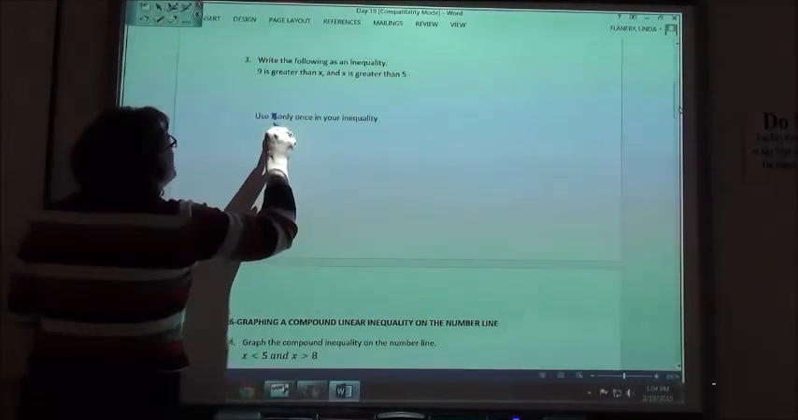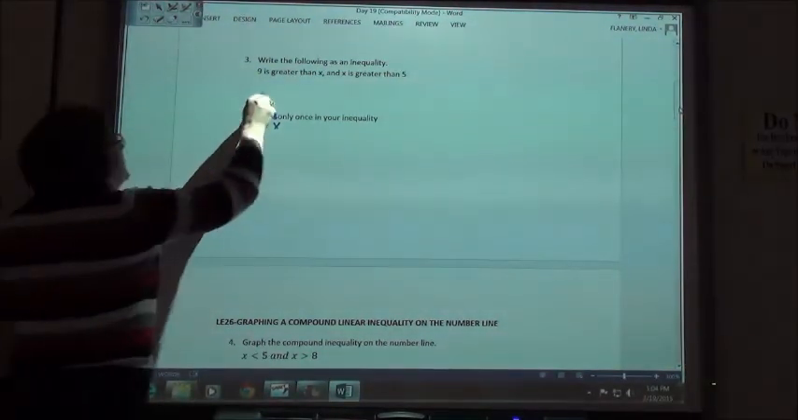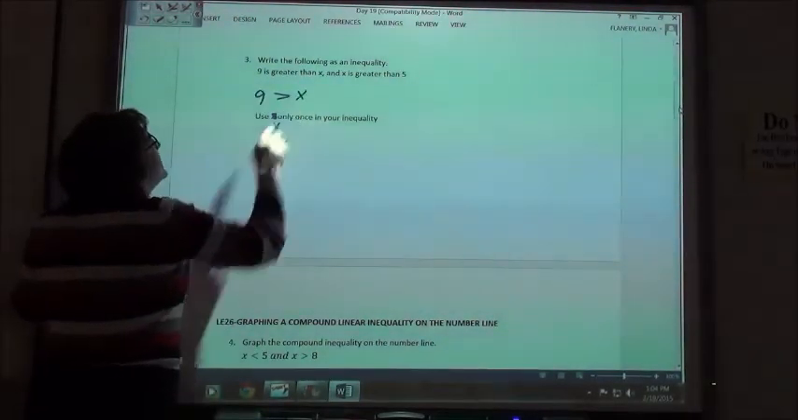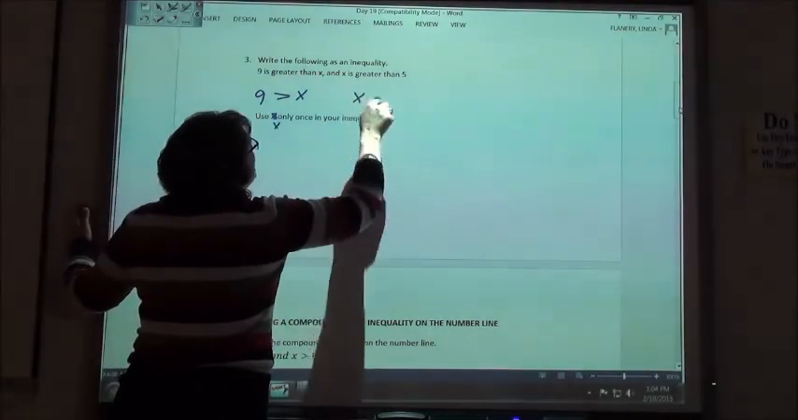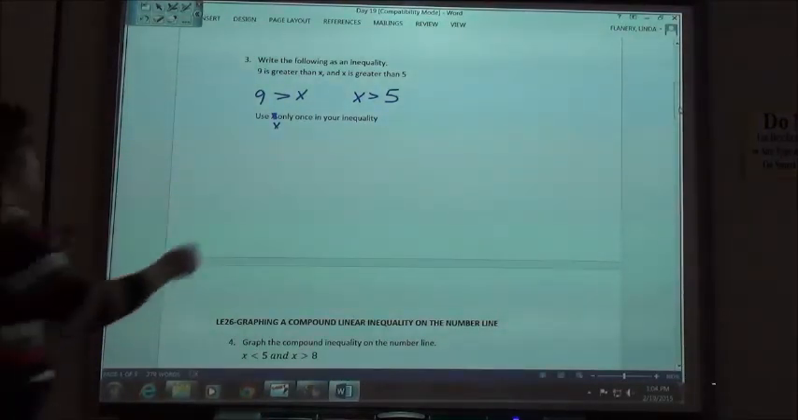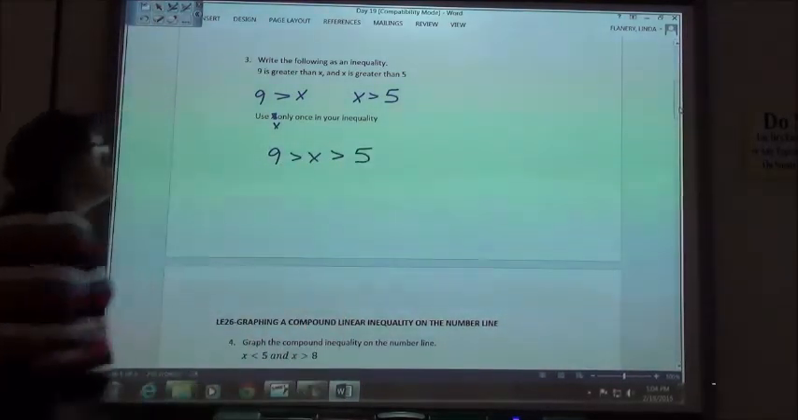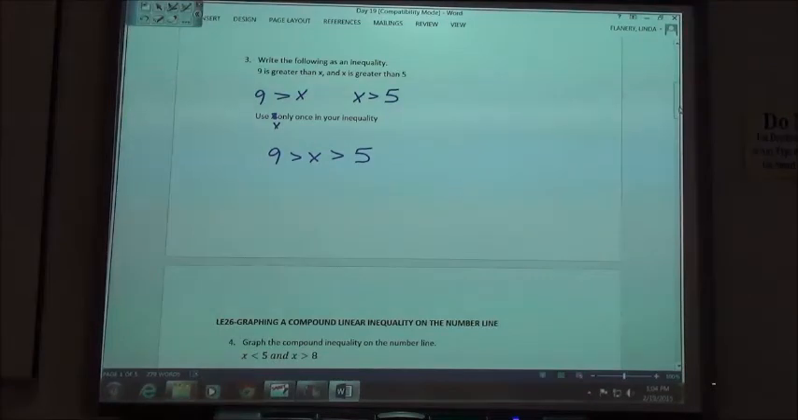So, it's supposed to be small x. 9 is greater than x, and x is greater than 5. Oh, look, on that one we don't have to switch either of them around because my x's are already in the middle. So I'm just going to smush them together. 9 is greater than x, which is greater than 5. All right.